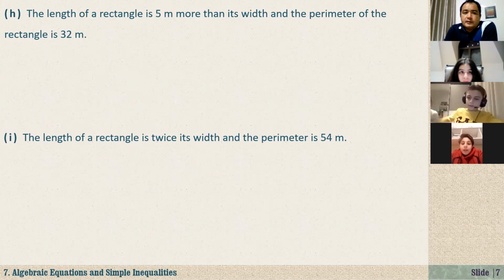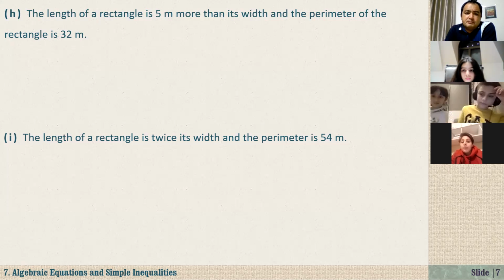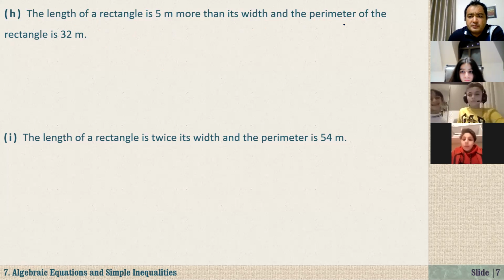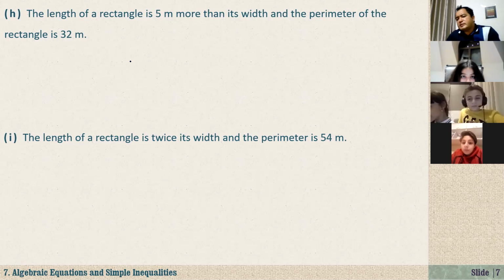The length of a rectangle is 5 meters more than the width, and the perimeter of the rectangle is 32 meters. Okay.